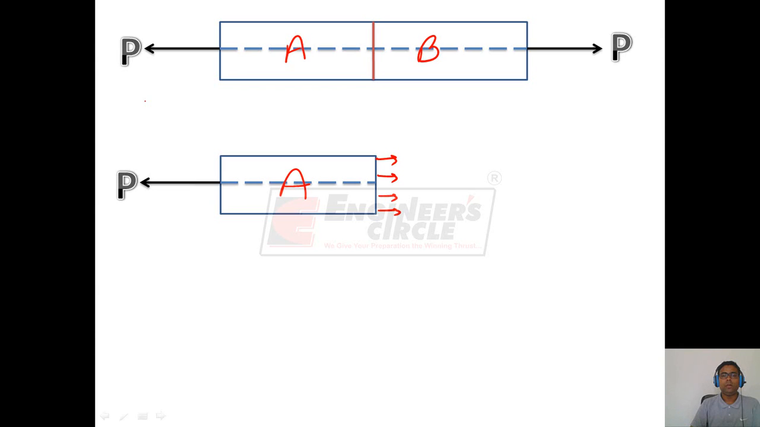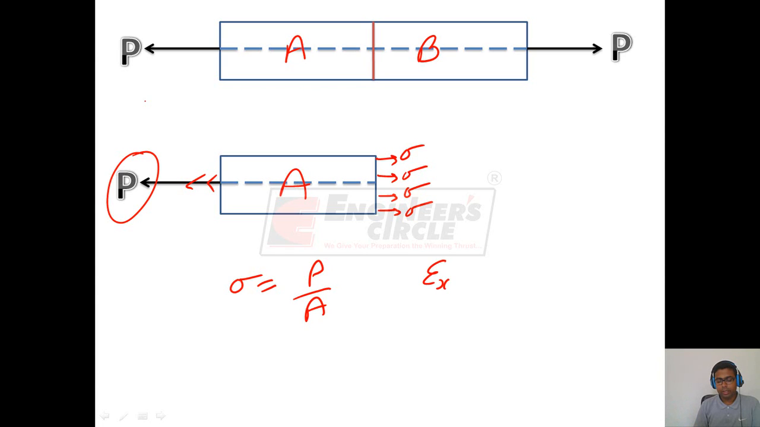The distribution of the internal force will be uniform across the cross section because the load P is passing through the center of cross section. Therefore, the stress on the cross section will be uniformly distributed and it can be given as P by area. Assuming the material to be linearly elastic and isotropic, we can use Hooke's law to find the strain. Epsilon xx is equal to 1 upon E into sigma xx minus mu times sigma yy plus sigma zz.